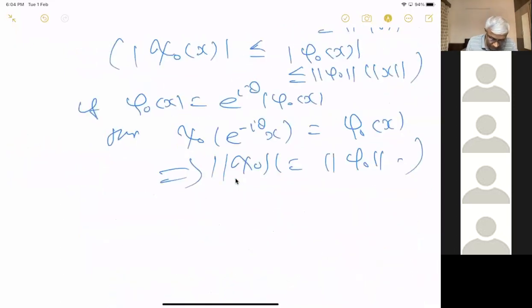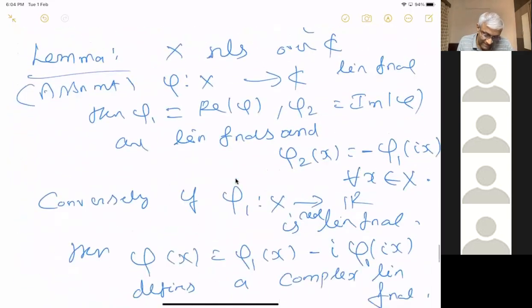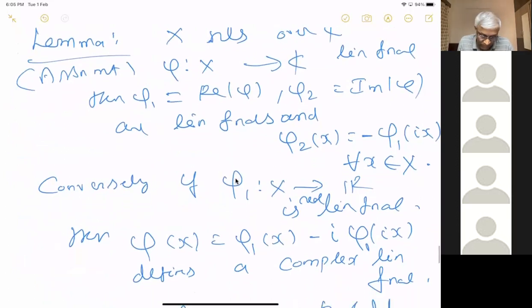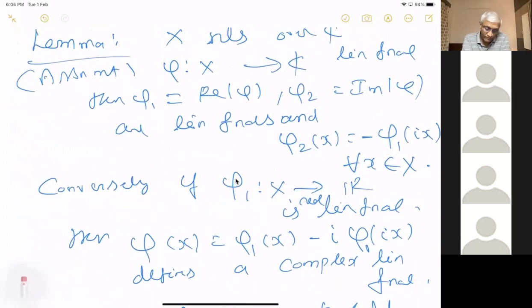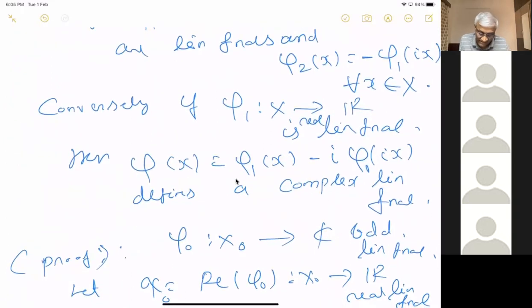Now define phi of x. Could you scroll up to the exercise once more? Assignment, you mean? Yeah, sure. So in the last line, it is phi 1 x minus I phi 1. Correct. We have only one real linear functional, and using that we are defining the imaginary part to be this, and the real part to be this. Correct. Fine. Is that what you wanted to know?